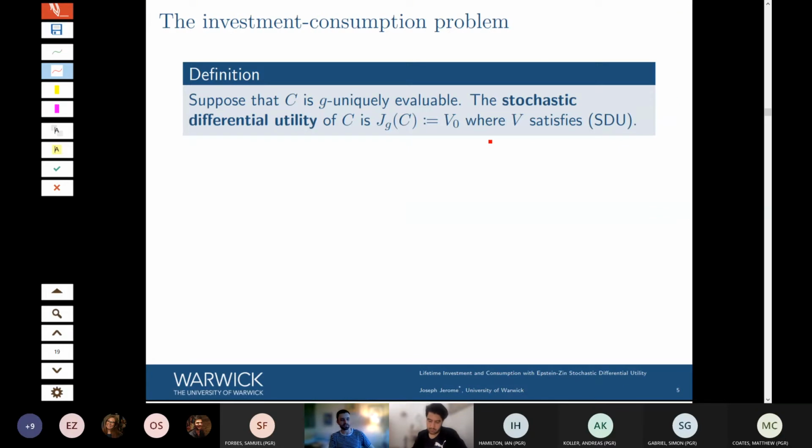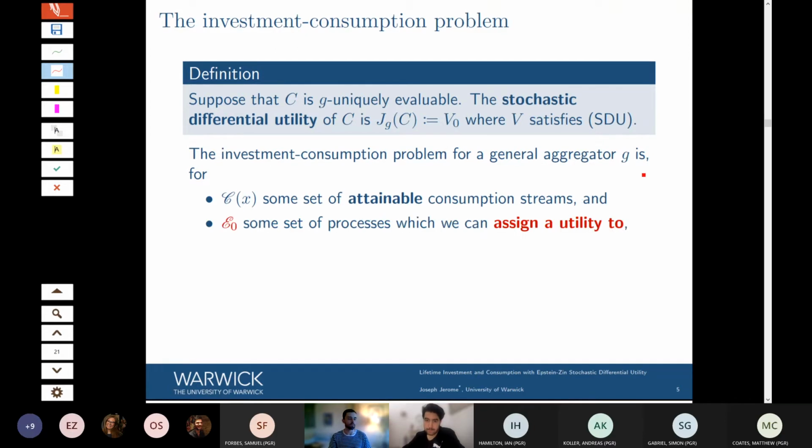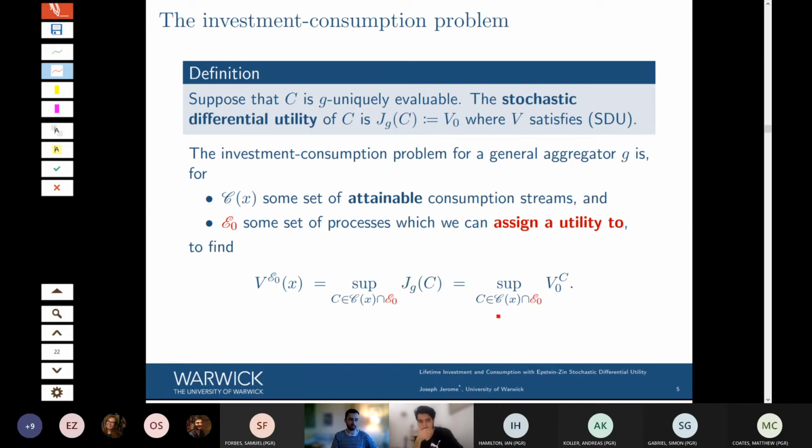We're going to say that the stochastic differential utility associated to a consumption stream is just going to be given by V naught, where V satisfies the previous BSDE. So the investment consumption problem for some aggregator G is, for some set of attainable consumption streams, which essentially means that they can be financed from some financial market we're going to model, some set of processes which we can actually assign a utility to. Maybe this is the uniquely evaluable consumption streams, but maybe it's a bit larger. So we want to find the supremum over the intersection of these two sets of V naught of C.